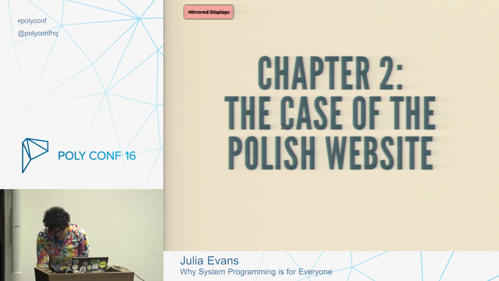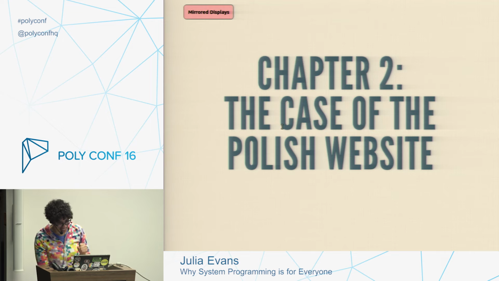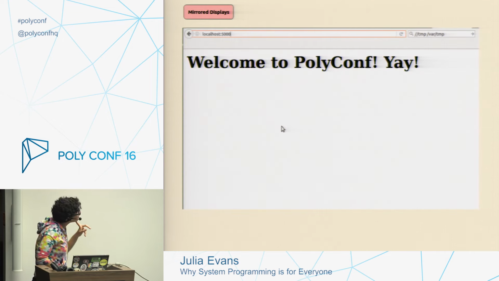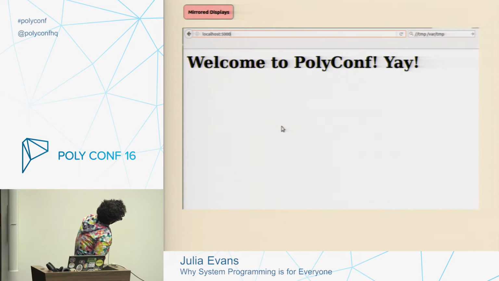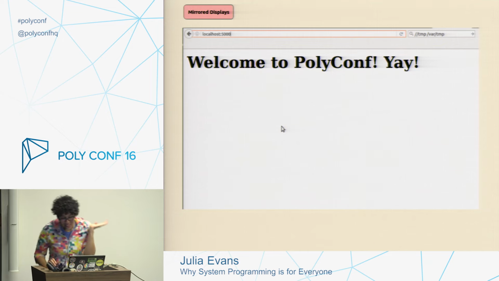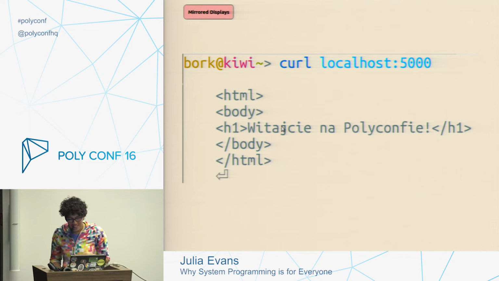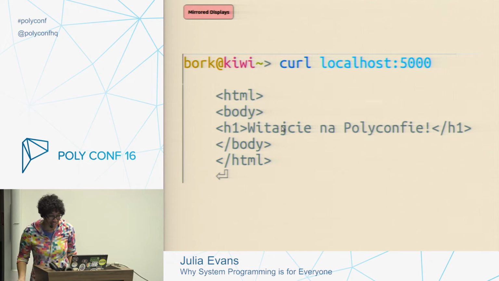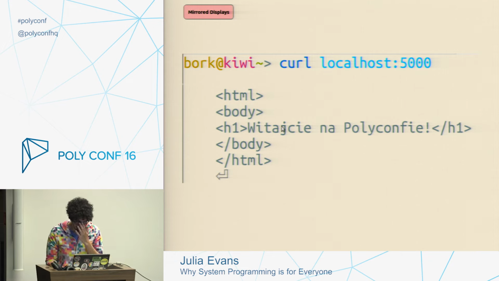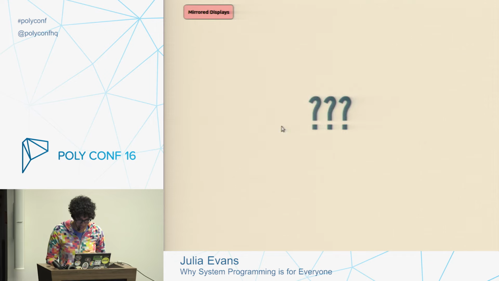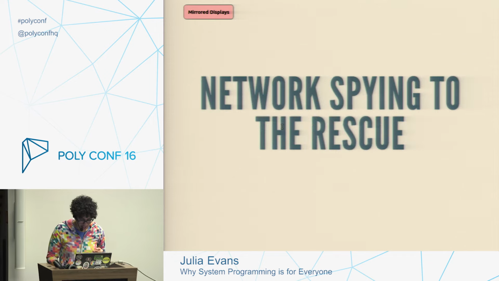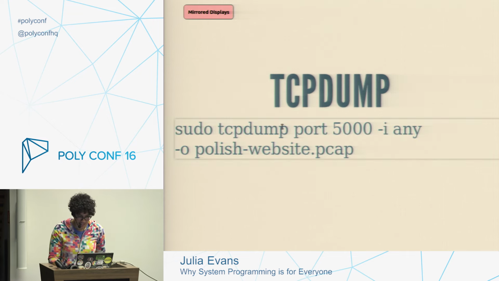Okay, so our next mystery is the case of the Polish website. Let's say I have this website, and when I go to it, it's like, hi, welcome to PolyConf, it's the best. But then when I go to it with curl, it speaks Polish to me, which is reasonable, because I'm in Poland, but why is it different? So this could be confusing. And so what we're going to do to find out is spy on our network packets.